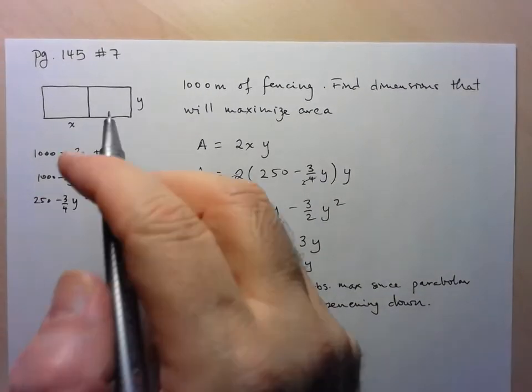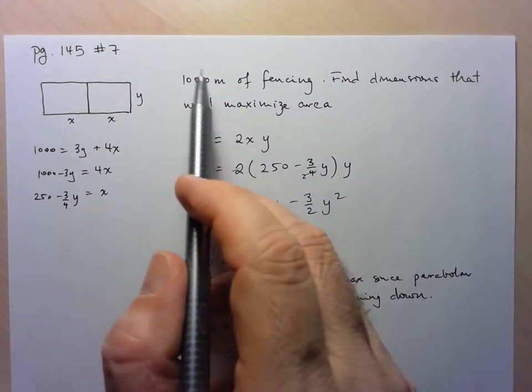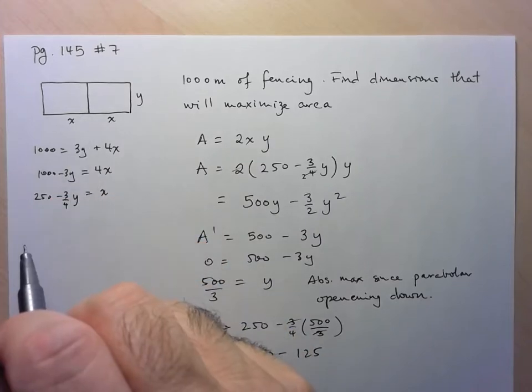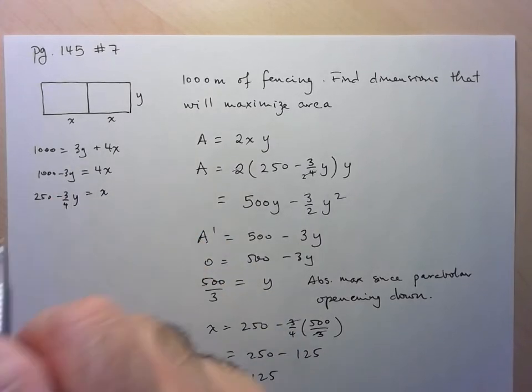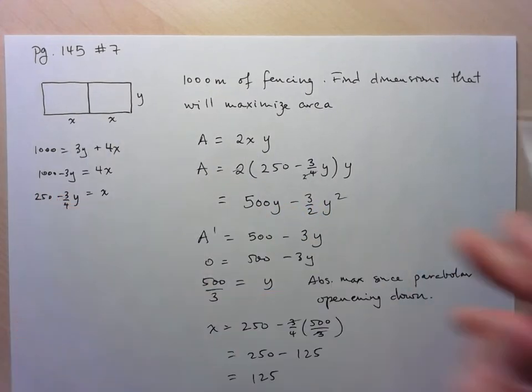Again, here they gave us the diagram, so that was a big help. What was important to realize was that this 1,000 meters also included that middle portion when we were finding our perimeter relationship. And of course, when we found our area, to remember that we needed to take 2x. That's it for this one.